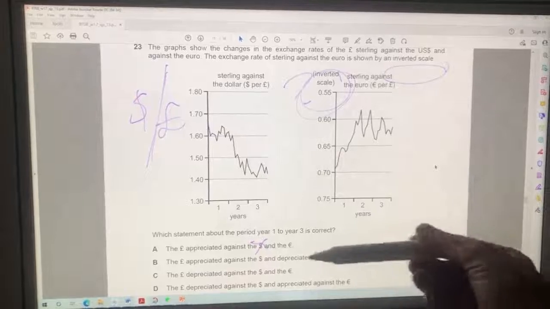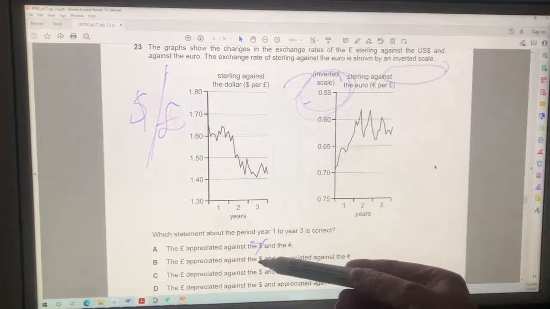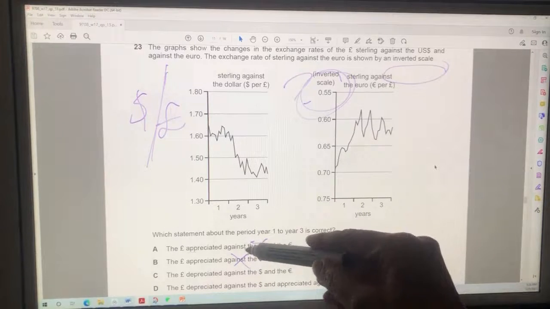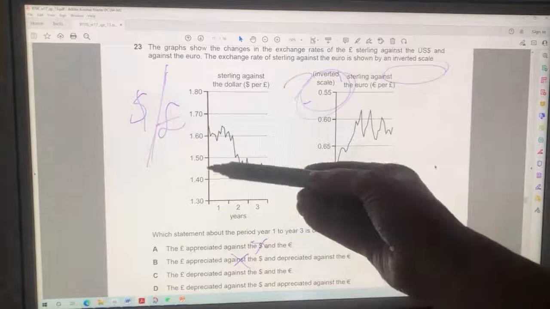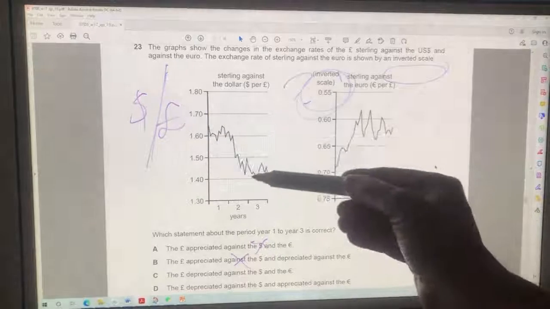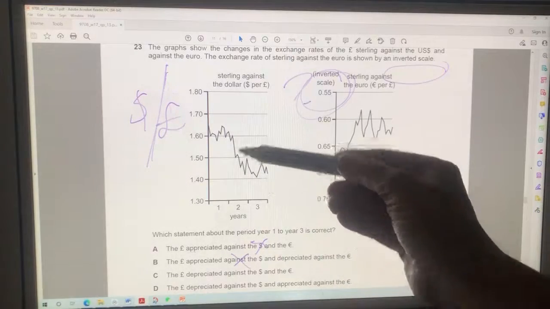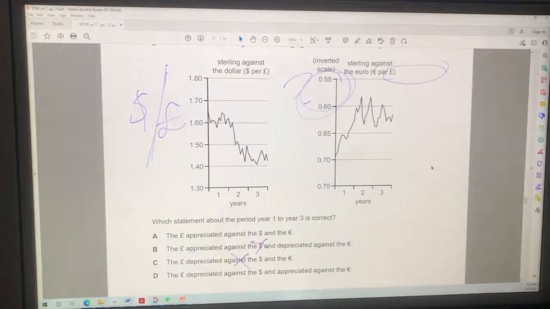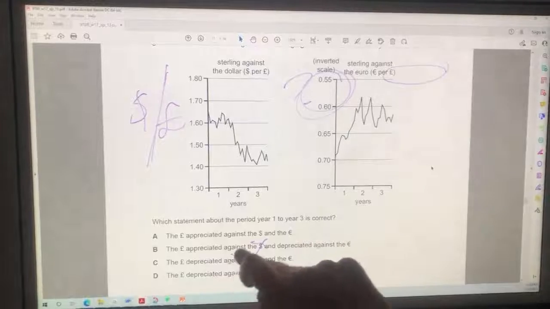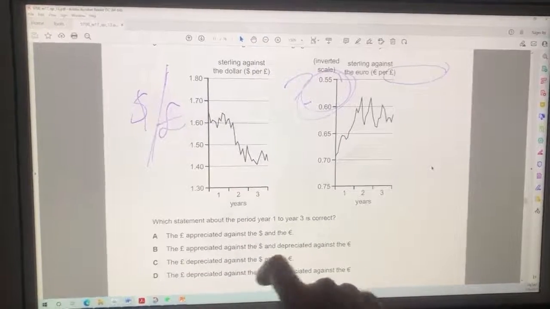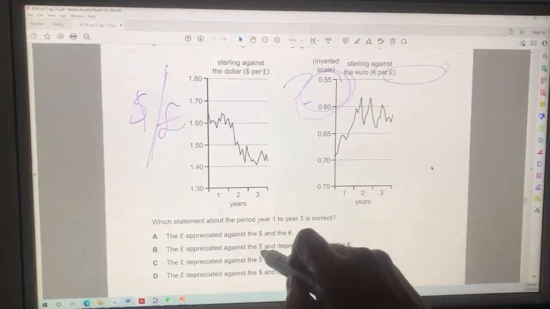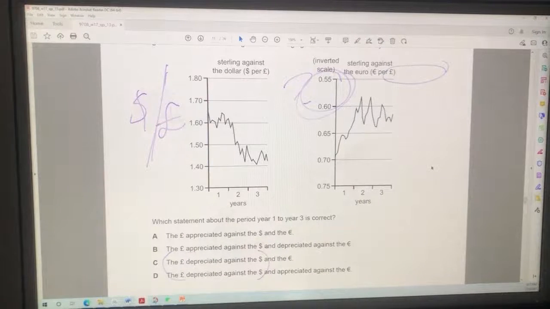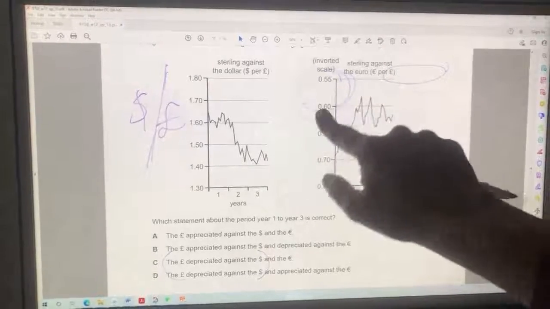Let's try B. The pound appreciated against the... no, we already showed that the pound depreciated against the dollar. You need fewer dollars to buy pounds in year 2 and 3. So A and B cannot be true. What about C? The pound depreciated against the dollar. Yes. Oh, so these are true. And the euro.